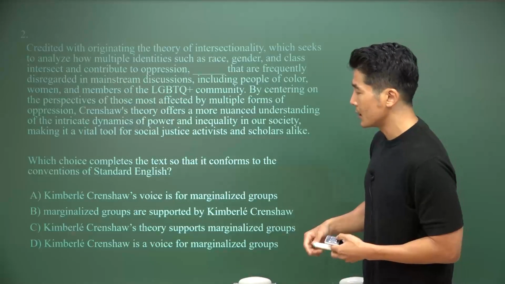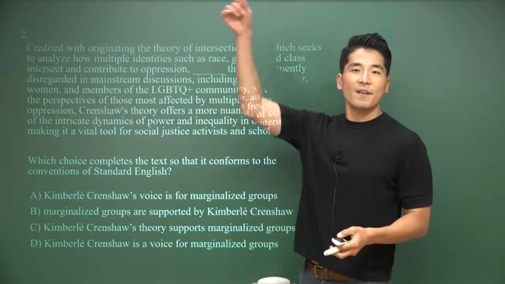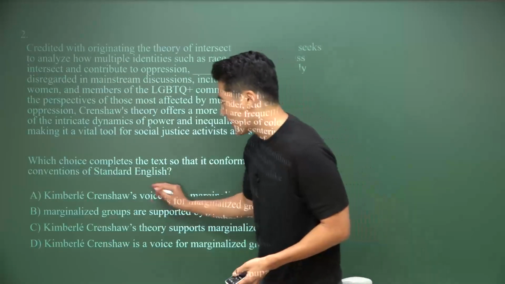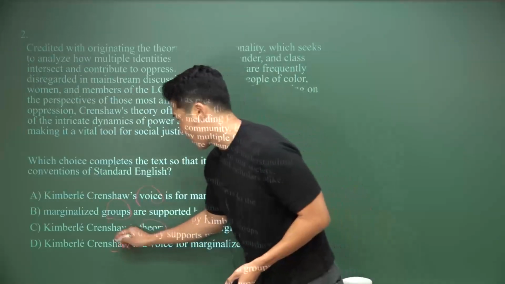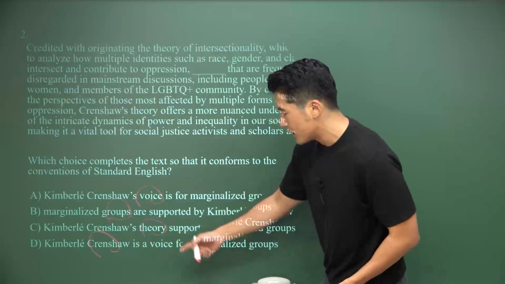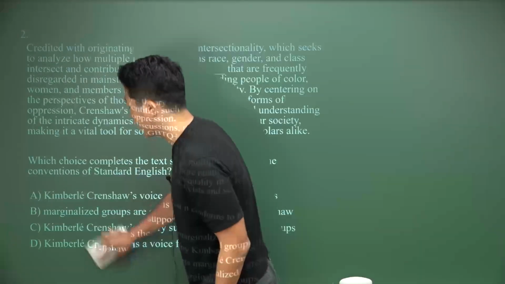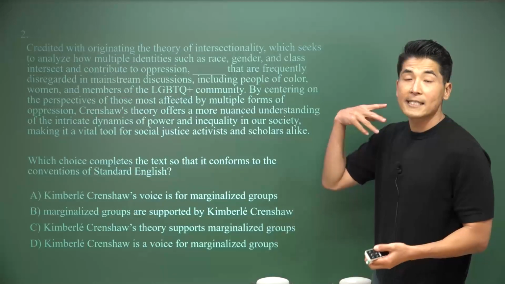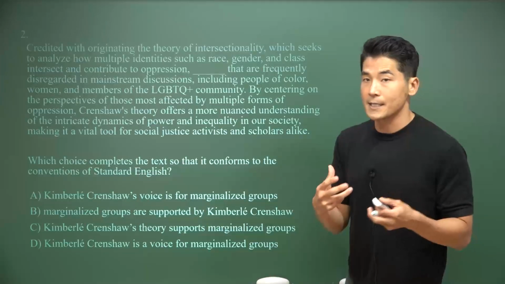Moving on, you guys, number 2. Take a look at the answer choices. I recognize modifiers. Why? Because I have different nouns that appear at the beginning of the answer choices: voice, groups, theory, and Crenshaw. So I'm thinking modifier is the grammar concept that the SAT is testing me on. That's what I'm looking for, watching out for modifying phrases.